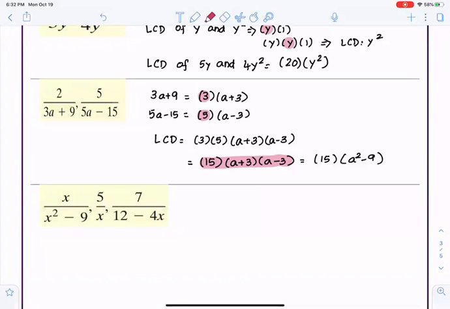So the key here is to write the individual factors. If you go back to the previous problem, the very first thing that I did is pull out the common terms so I get a better picture of the factors that are in each of those denominators. So factoring is key. So we'll start with x squared minus 9.